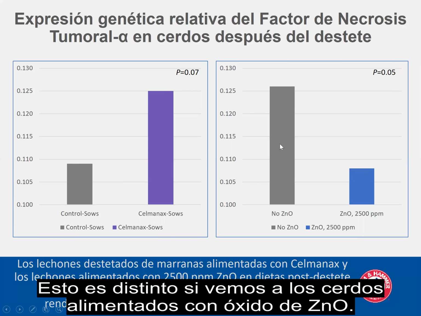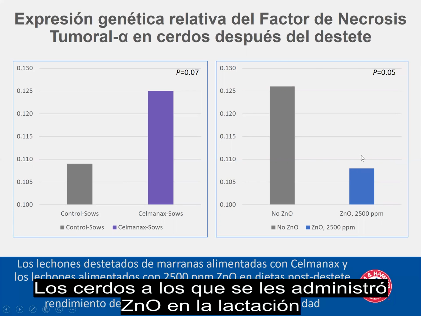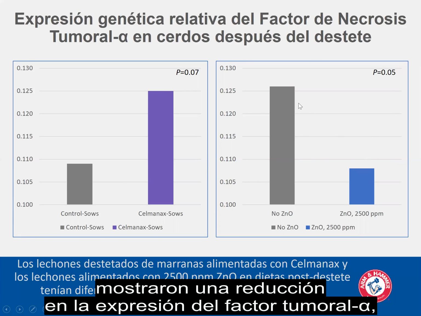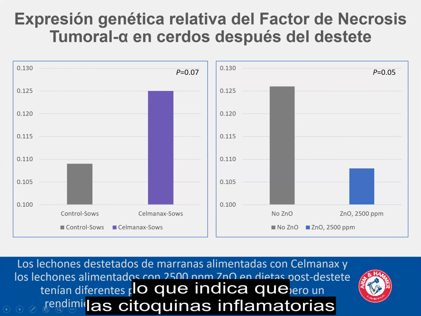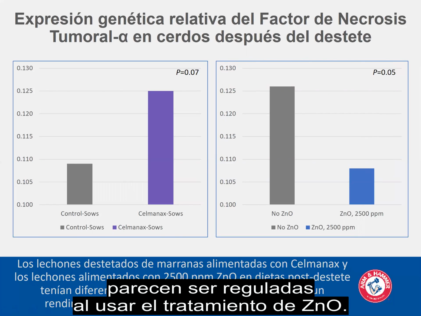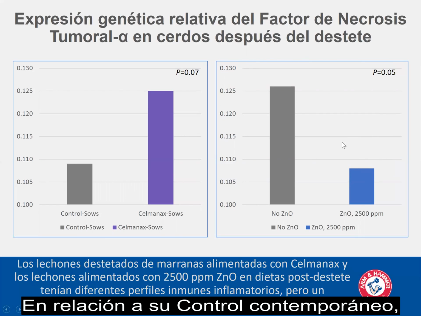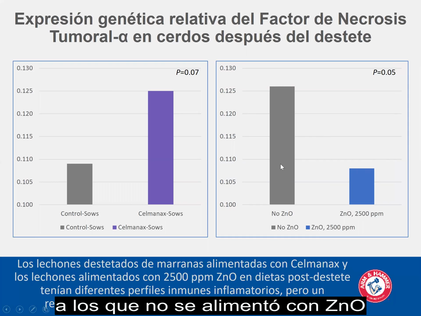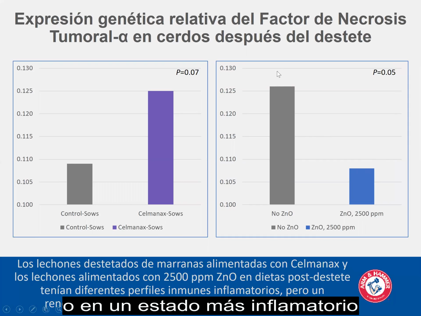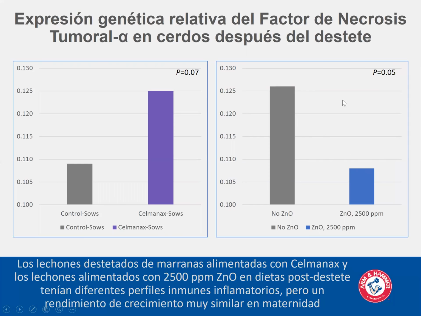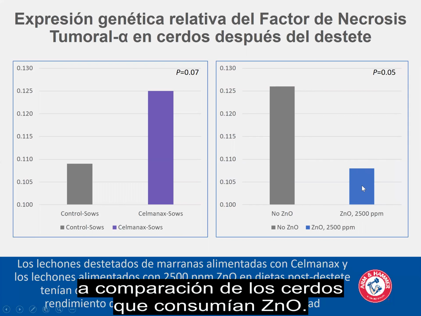And if you look at the zinc oxide pigs, a different picture. Those pigs that were fed zinc oxide in the nursery had a reduction in the expression of tumor necrosis factor alpha, indicating that that inflammatory cytokine seems to be regulated by the zinc treatment relative to their contemporary controls that were not fed the zinc oxide, which had a higher expression of tumor necrosis factor alpha, or were in a more inflammatory state compared to those pigs fed zinc oxide.